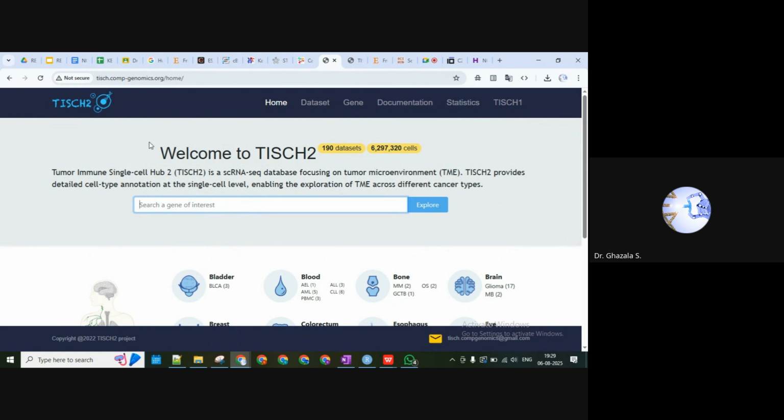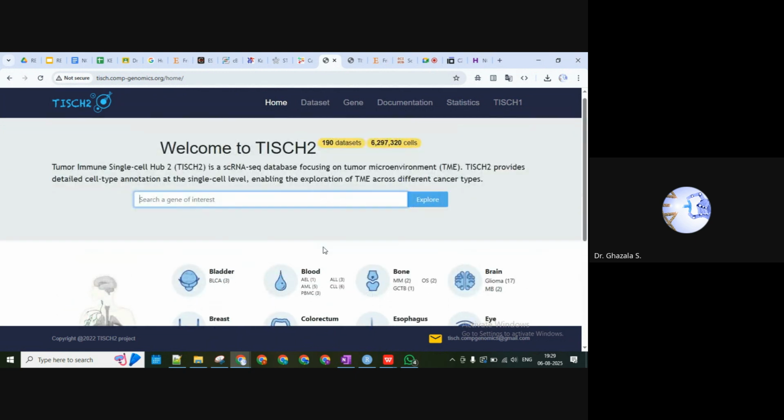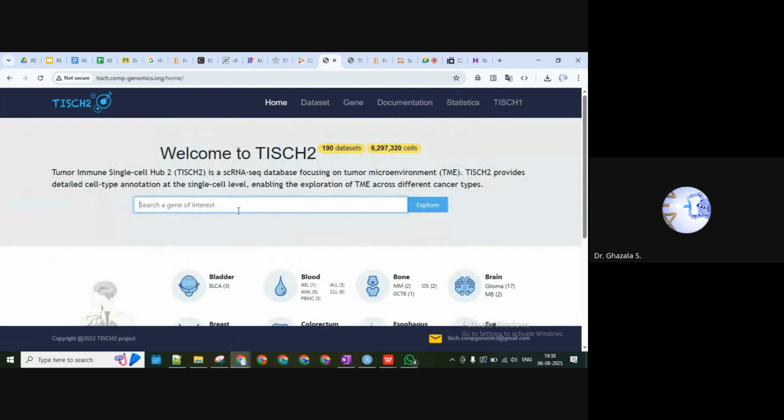Okay, so here this is the TISCH data, and this is version 2. Here we have all types of diseases, and we have colorectal also. Out of all the 190 data sets, the colorectal cancer information is from a total of 11 data sets. So based on our gene of interest, we can search and see in which tumor microenvironment they are involved.